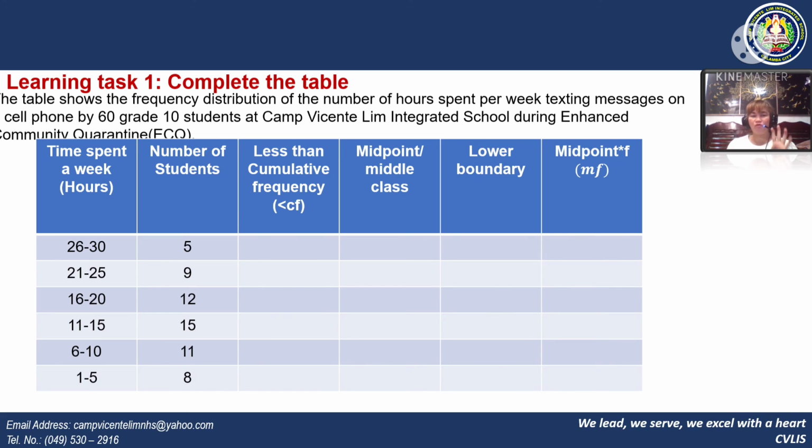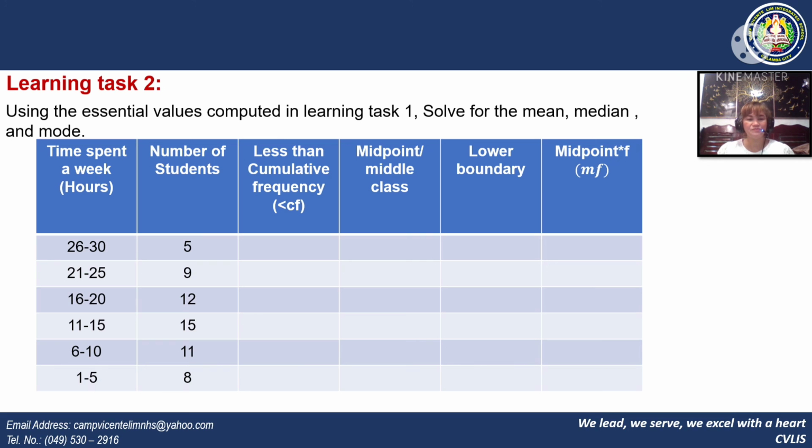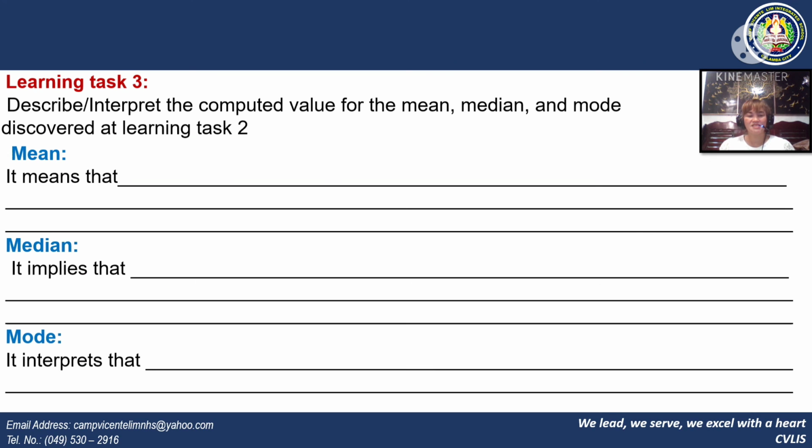Now the discussion has ended for a while. You have to work on the 4 learning tasks today. First, you have to complete the table. The table shows the frequency distribution of the number of hours spent for a week texting messages on a cell phone by 60 grade 10 students at Camp Vicente Lim Integrated School during the Enhanced Community Quarantine or ECQ. For learning task number 2, using the essential values that you have computed in learning task number 1, solve for the mean, median, and mode, which are the measures of central tendency. Third learning task, describe or interpret the computed value for the mean, median, and mode discovered at learning task number 2.